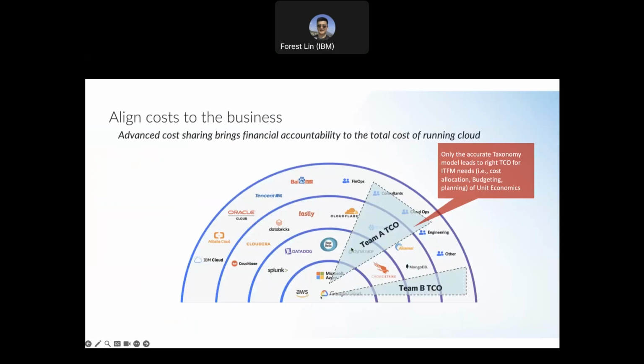However, it should also include the software cost running on the cloud platform. For example, the APM products, Dynatrace, and some data platforms running on the cloud, Snowflake or Databricks, and also including the labor cost, and a consultant professional service cost, and even including the tax. So that is the definition of the total cost ownership.